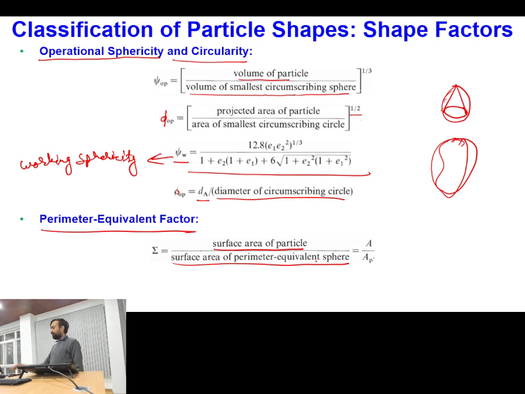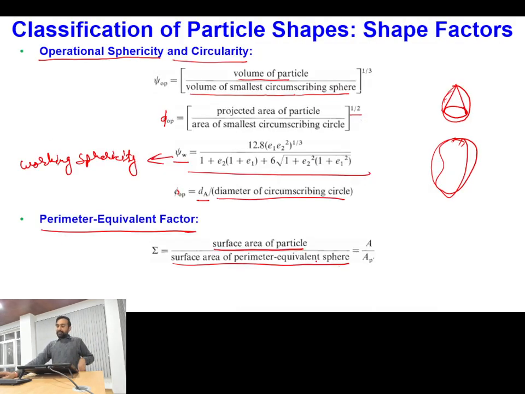Majority of the times you will find these factors used as multipliers in order to relate the hydrodynamic forces acting on the particles. How can we do this? We estimate the hydrodynamic forces for the equivalent sphere, and then that is multiplied with this multiplier. There you will see the application of all these factors. Is this one clear?